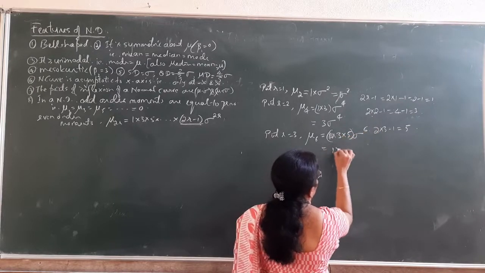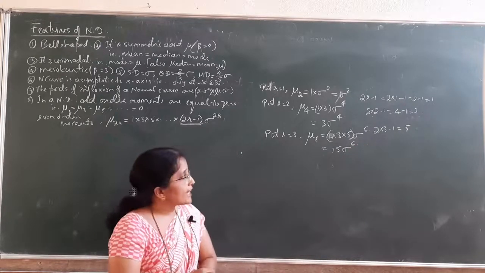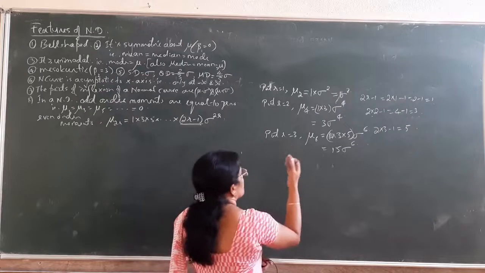This is 5 into 3, 15 into sigma power 6. Is it clear? This is the way of calculation. Next, r is equal to 4, r is equal to 5.